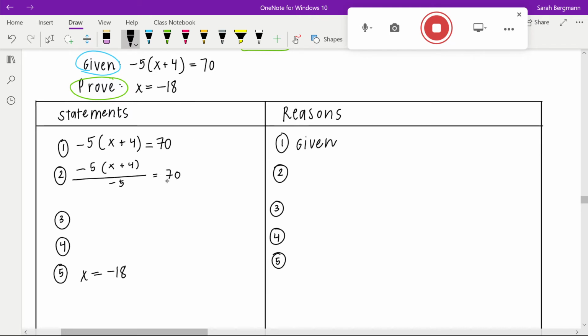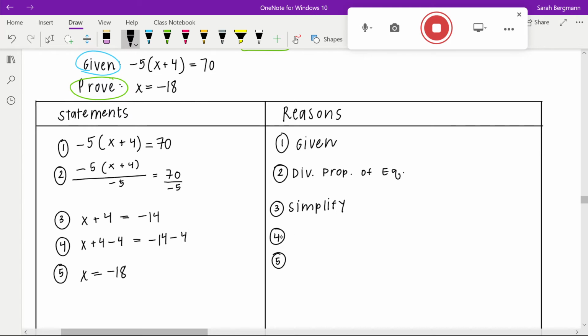Dividing by the same number on both sides of an equation is known as the division property of equality. Next, I'll simplify this to get x plus 4 equals -14. And I will just write simplify as the reason. Next, to get x by itself, I know I need to subtract 4 on both sides, so I have to show this, subtracting 4 on both sides.